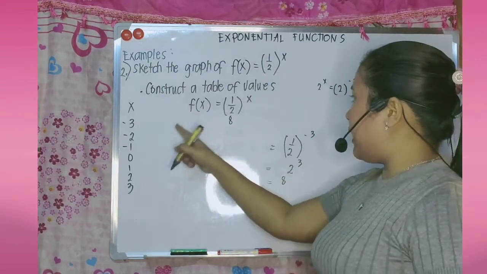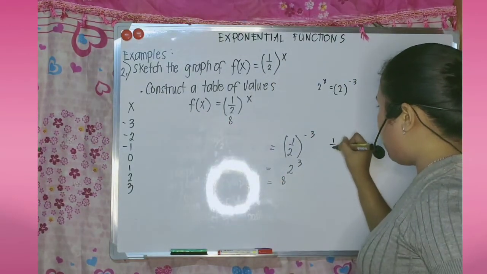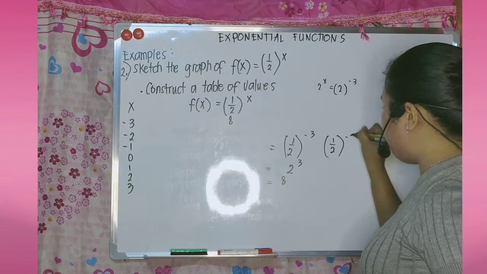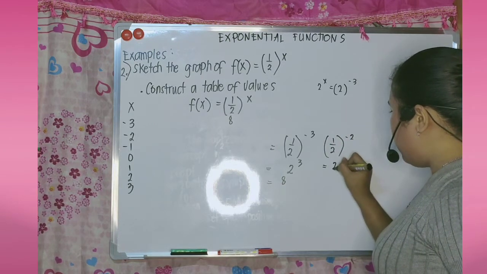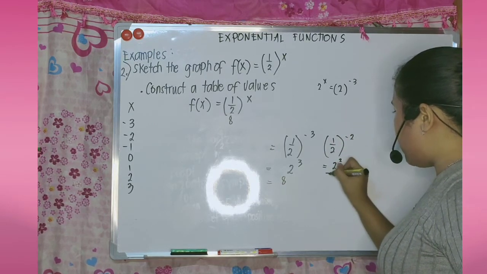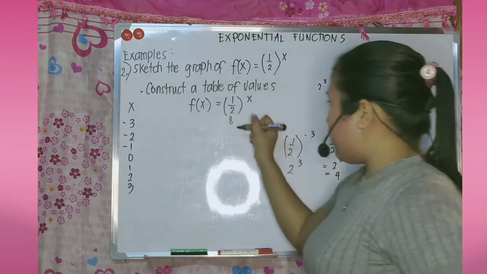8. Next, gamitin natin is yung negative 2. So, 1/2, then negative 2. So, same process, 2. Then, negative 2, magiging positive 2. So, we have 2 raised to 2, we have 4.